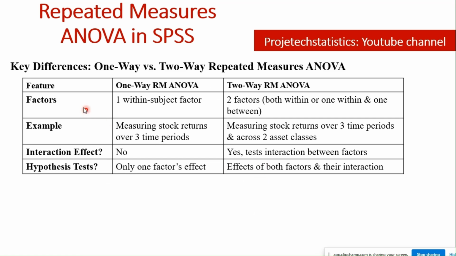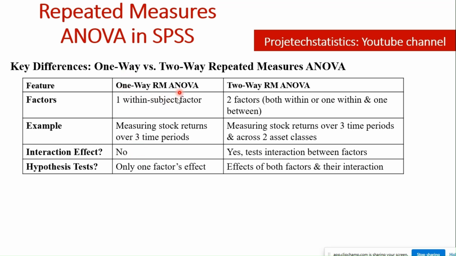So in summary, I want to discuss the key differences between one-way and two-way repeated measures ANOVA. The first one I have already mentioned earlier on is that one-way repeated measures ANOVA has one within subject factor, which is measuring stock return over 3 time periods. And it does not have interaction effects because only one independent variable is involved in it.